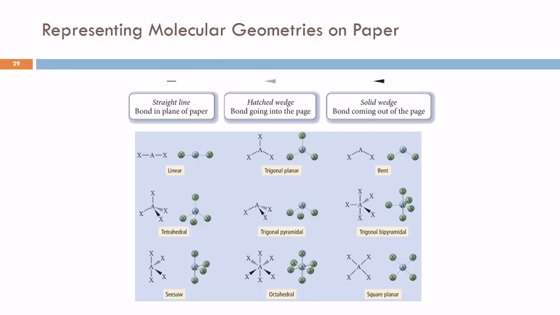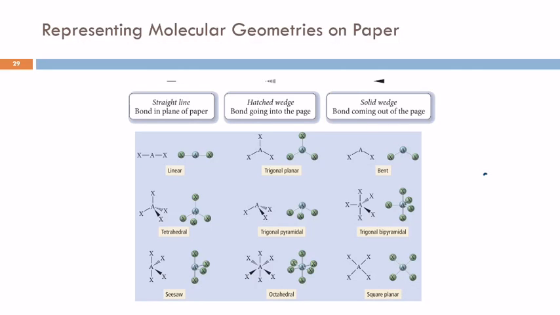So how to represent these three-dimensional things on paper? Well, some of the things are two-dimensional, and they're a piece of cake. Linear is fine. Trigonal planar, square planar, bent, no problem. But these three-dimensional ones are tricky. So what we do is we use this solid wedge to indicate something that's coming out of the plane of the paper or the board or the screen. And the hatched wedge or the dashed wedge to mean something that's behind. It's like a dotted line is behind because you can't really see it.